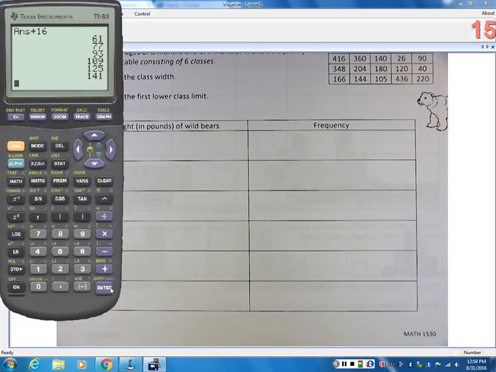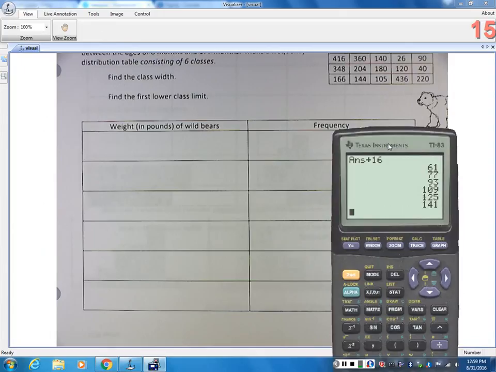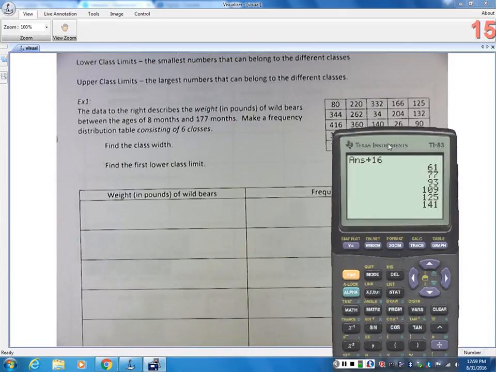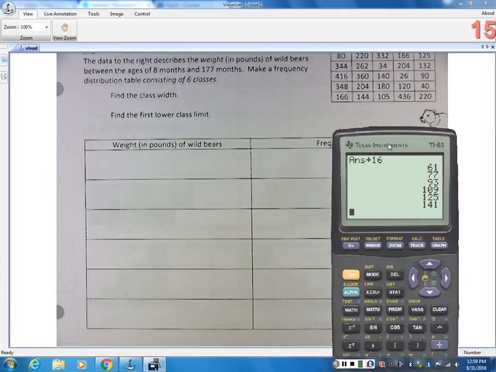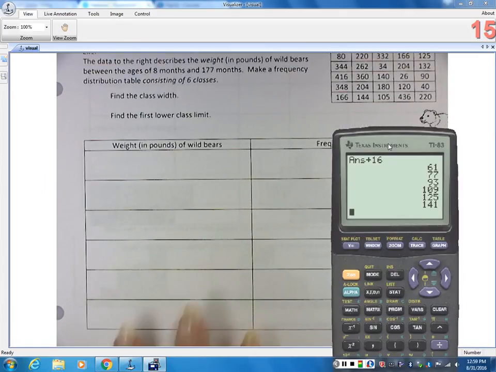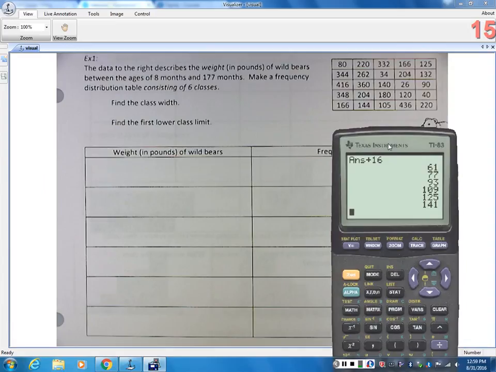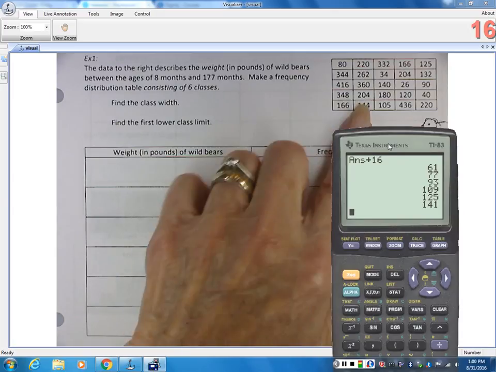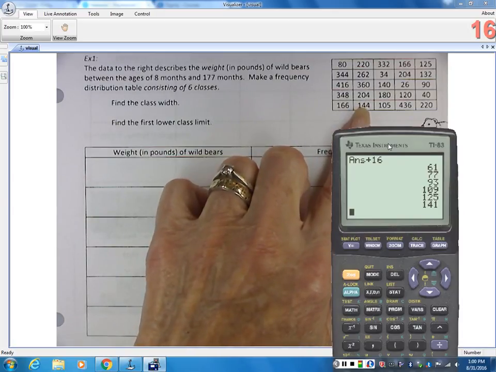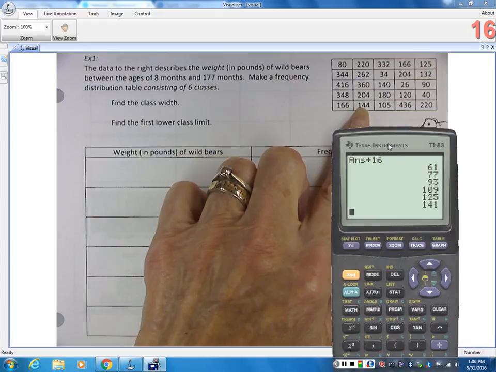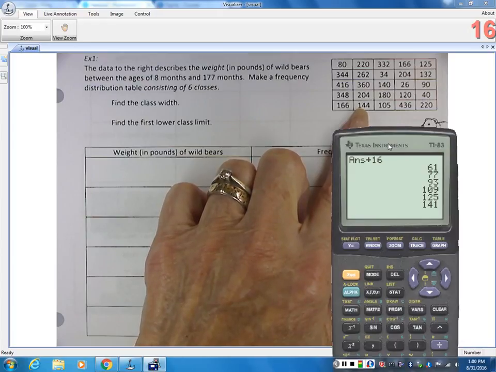So, for example, and we're going to do this problem here, this example with the bears. I could make you do it without technology and do this all by hand, okay? But I'm going to kind of save us a little bit of time and show you how the technology will be very useful in doing what we want to do, because what we're going to need to do is we need to know the highest and the lowest values in the weights of these bears. These are bears between the age of 8 months and 177 months.